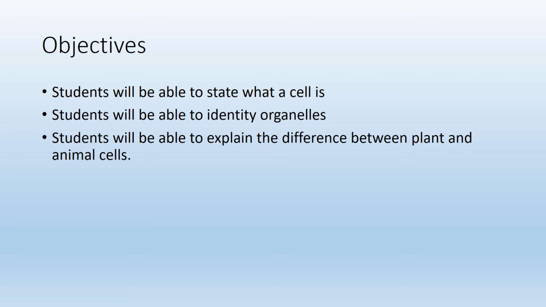Our objectives for today: I want students to be able to state what we mean by the term cell. This is the topic of cell biology, so hopefully by the end of this session we'll know what we mean by a cell. We should be able to identify organelles. Now don't worry if you don't know what that word means yet. I'll do a little keyword summary in a moment. And students will be able to explain the difference between plant and animal cells. So those are our objectives for today. Let's have a think about them as we go through this session.